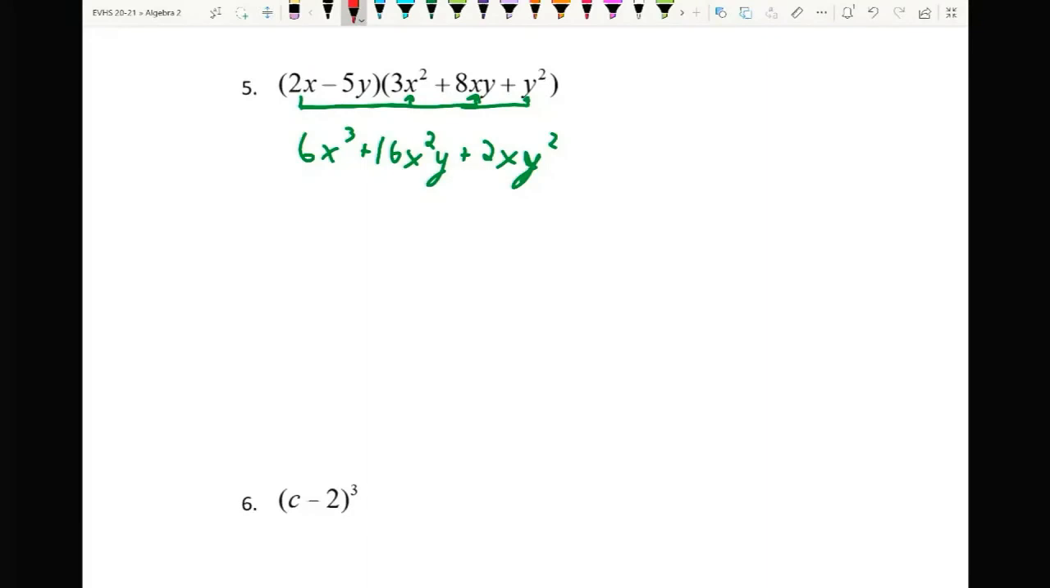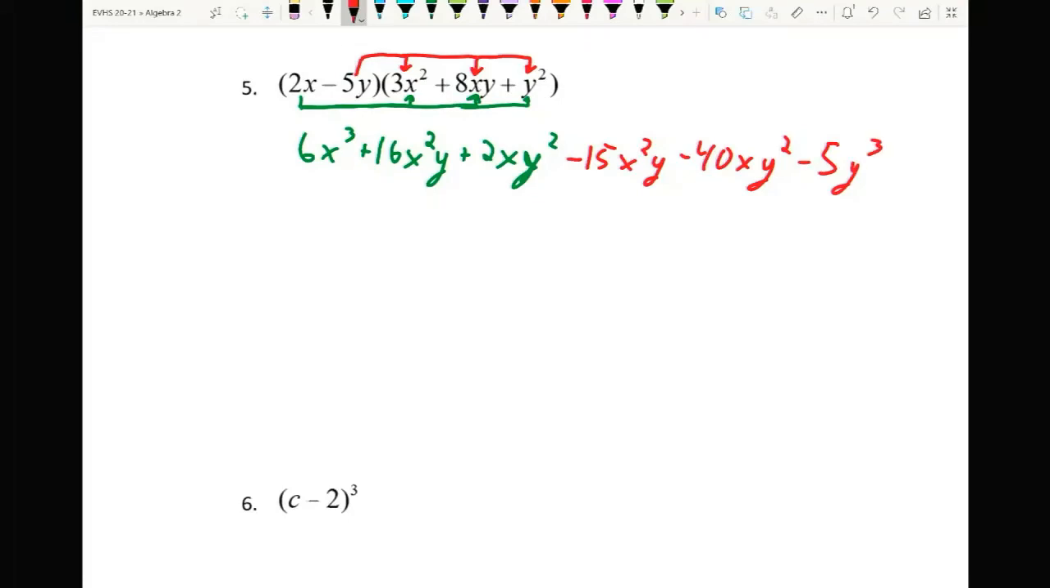Okay, now let's make sure we're distributing the negative 5. Negative 5 times 3 is negative 15, and then x squared y. Now we're going to multiply it by the 8x. That makes negative 40. The x goes along for the ride, and then y times y is y squared. Now we're going to multiply the negative 5y times y squared. That gives me negative 5. Y times y squared is y cubed.